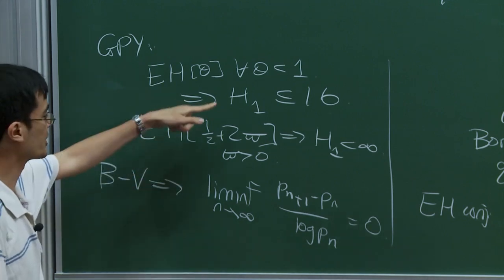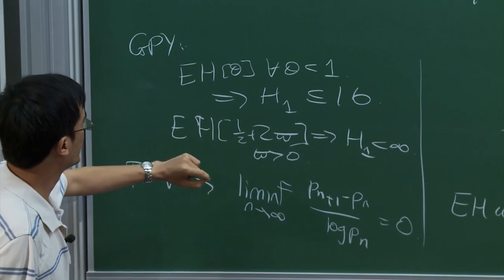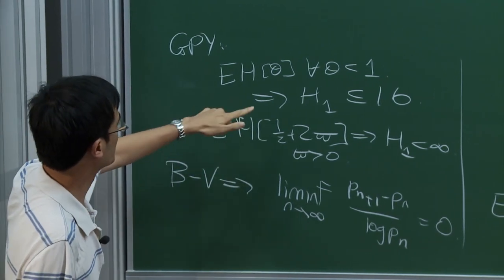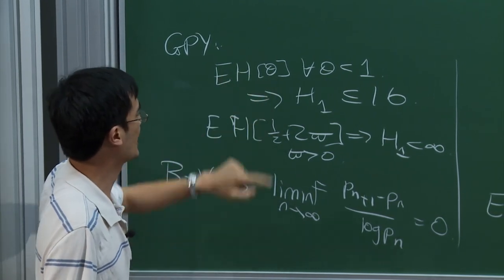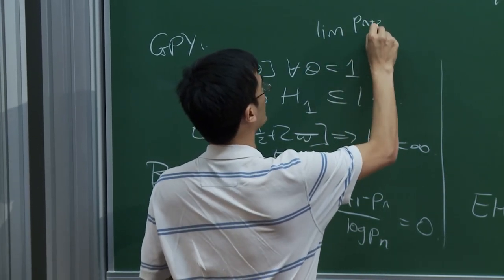But these are all results about H1. The method initially could not handle even H2. The best they could do for H2 is that if you assume the Elliott-Halberstam conjecture, they could also get a small result.